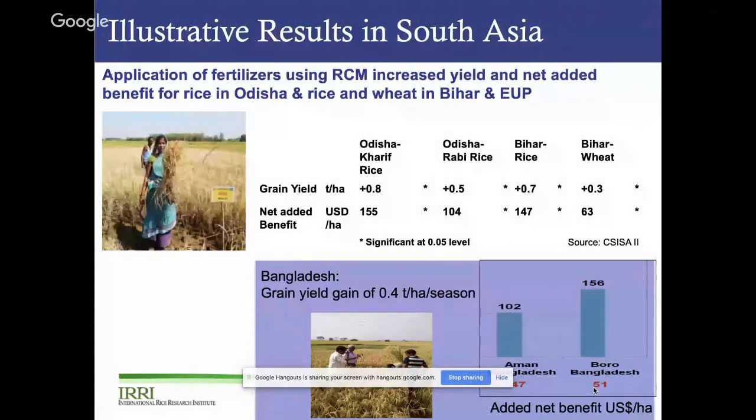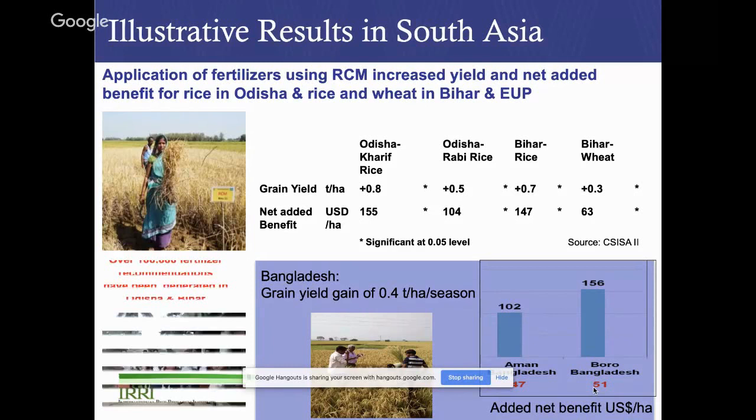Similarly, in Bangladesh, we found that there was a grain yield advantage of 0.4 ton per hectare per season with a net added benefit ranging from 100 to 150 USD per hectare per season.